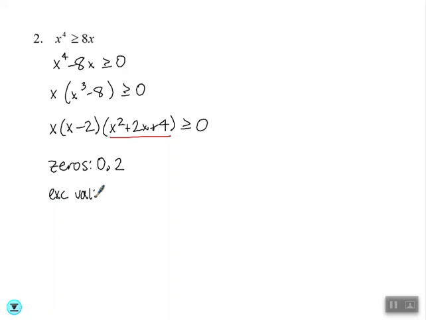Excluded values, well, it's a polynomial, so there are none. So if we draw out our number line, put our zeros and excluded values on here, then we need to pick a number in each of these intervals and plug it into our equation so we can see if we have a positive or negative solution.